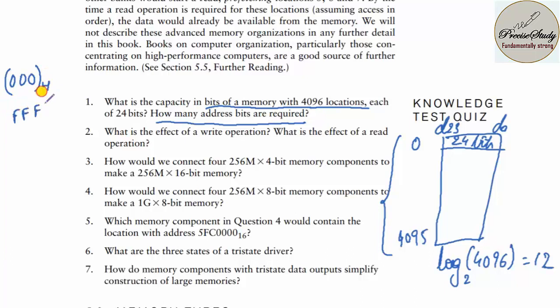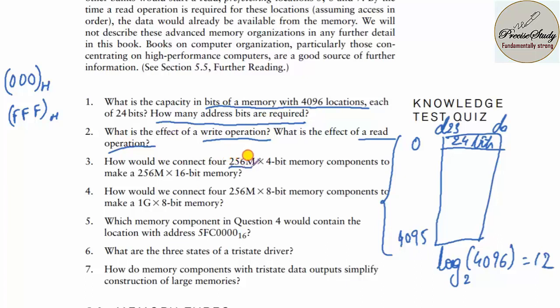FFF in hexadecimal. What is the effect of a write operation and what is the effect of a read operation? Suppose the microprocessor wants to perform a write operation to a memory, then the contents in the memory will be overwritten. But in the case of a read operation, the microprocessor is just going to fetch the data, so there will be no manipulation done in the memory.